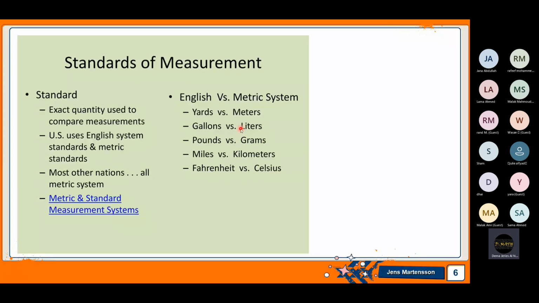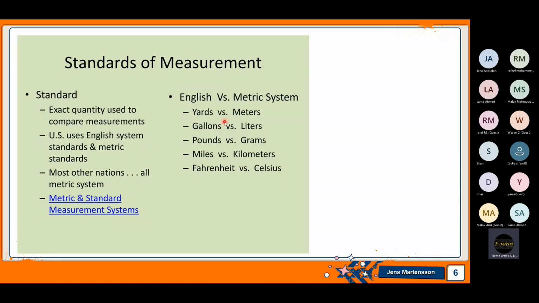We use them in our countries. But what about the United States of America? What do they use? To talk about the length of something, they don't say 7 meters, they say 7 yards. For a bottle of water, they don't say 0.5 liter, they say 0.5 gallons, as an example.